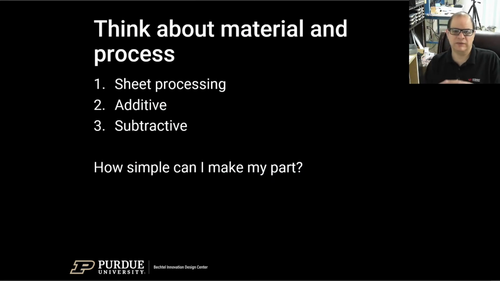So now we've discussed our main materials and our main processing steps. Again, very quickly: sheet processing, blindingly fast. Then we've got the two types of subtractive, milling and turning. And then finally we have the additive, which is 3D printing of some kind.